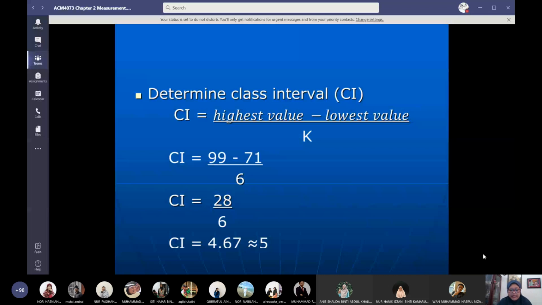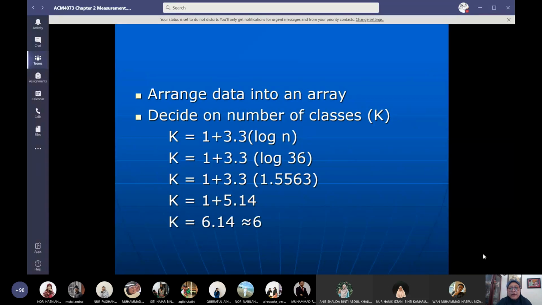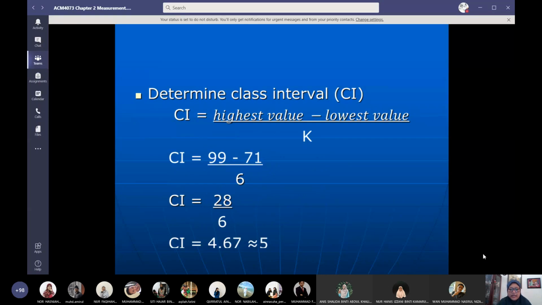99 take away 71 is 28. Okay, and then 28 we divide by 6. What is 6, ma'am? 6 means the classes. Remember when we get the answers for K classes? So divide by 6. 28 divided by 6 is 4.67, and when you round up, it is 5. So the CI is 5.